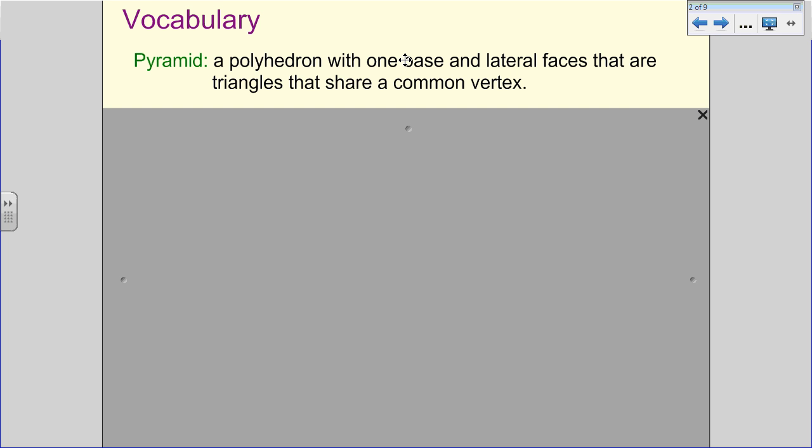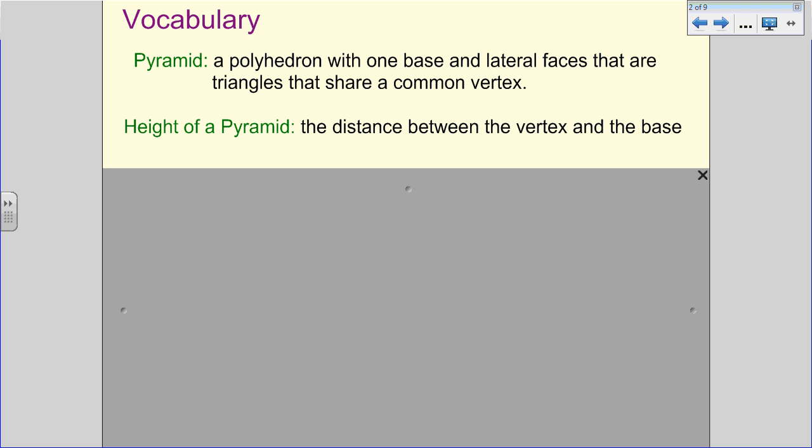So when we look at the definition of pyramid, it's a polyhedron, because each base is a polygon, but it has one base, and then the lateral faces are all triangles that share a common vertex. So that was that point that we talked about at the top. The height of the pyramid is the distance between the vertex and the base. This is going to be found inside. So you're going to find H inside the pyramid.